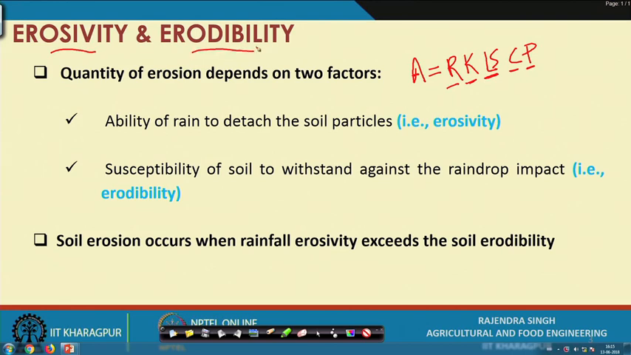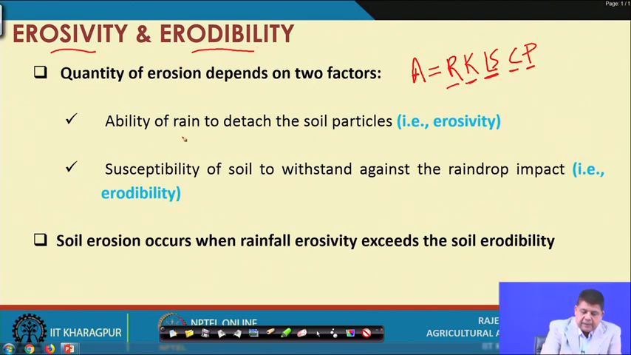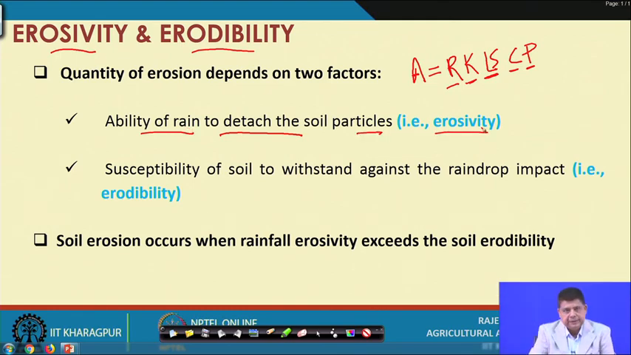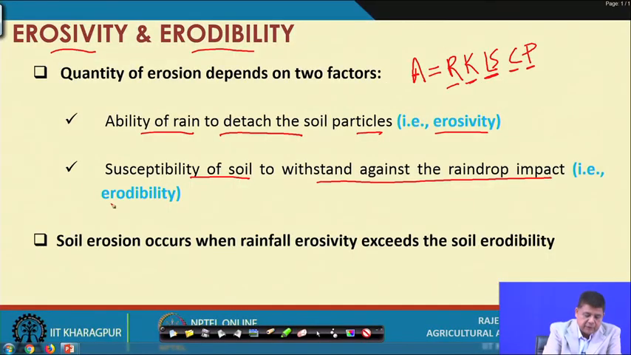So, basically, if you remember the process of soil erosion by water, we know that there are three processes: detachment, transportation and deposition. The first one is detachment, of course, and we also saw that it is the raindrop impact that is responsible for detachment in a major way. That ability of rain to detach the soil particles is referred to as erosivity, whereas the susceptibility of soil to withstand the raindrop impact is referred to as erodibility.